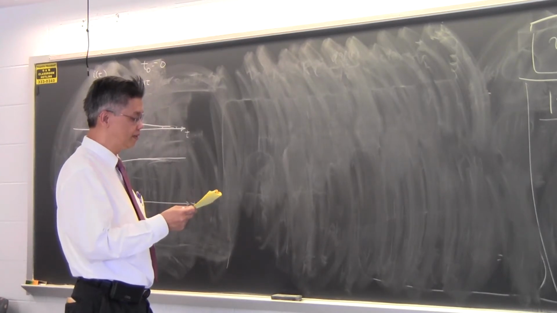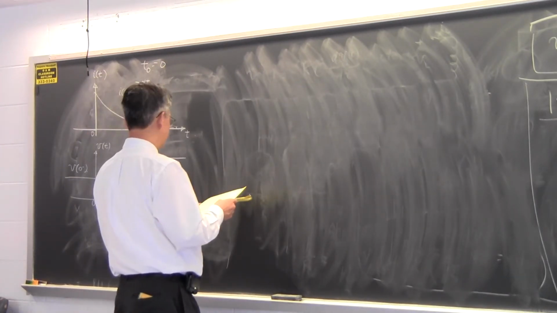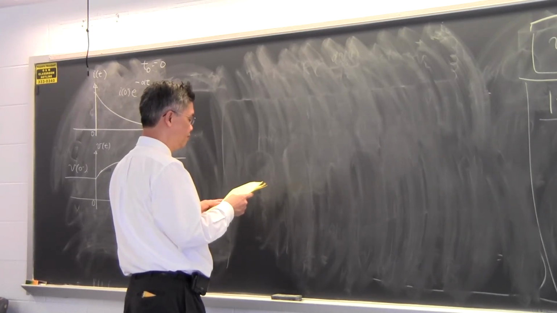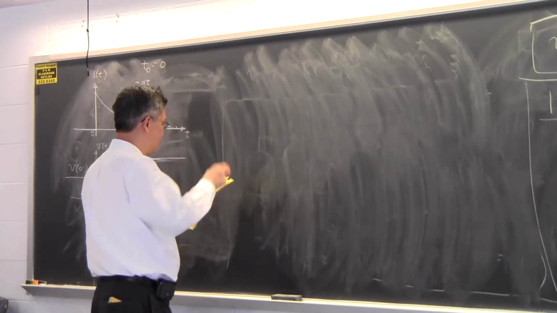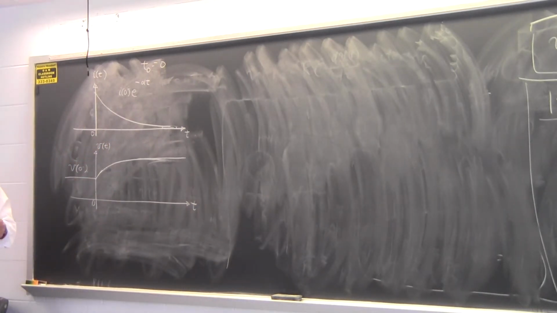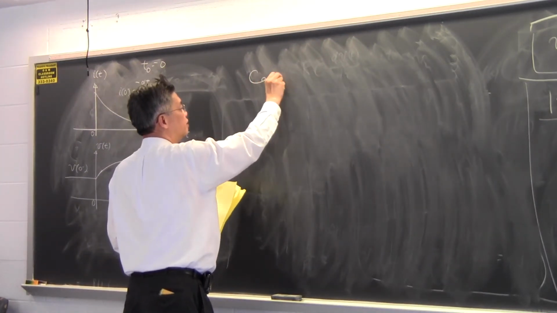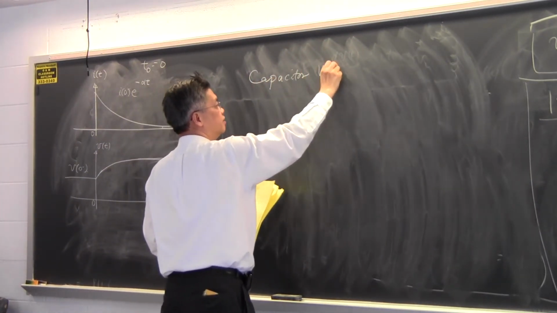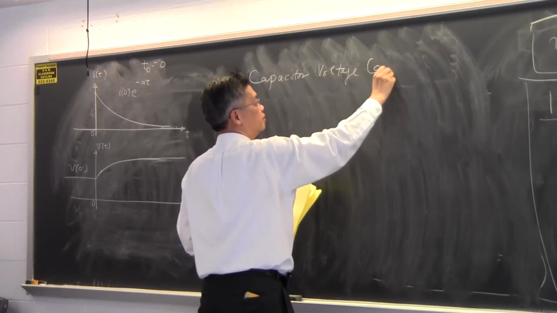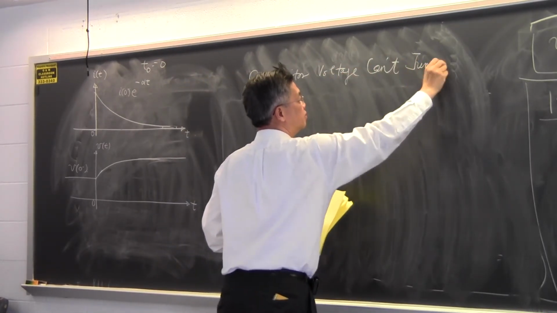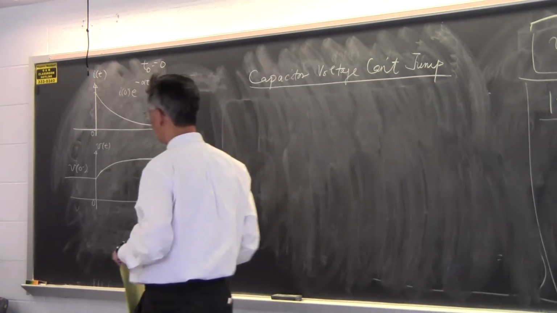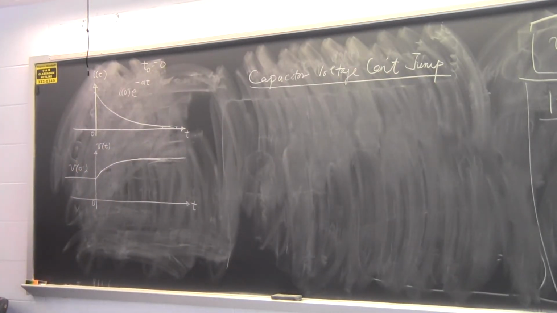Okay, let's do another example. Example 3.7. But before we do that, let's go through something that is quite interesting: capacitor voltage can't jump. Capacitor voltage cannot jump. If you have a voltage across a capacitor, it cannot jump. That's what we see here. We can see that the current through a capacitor can jump, but not the voltage.